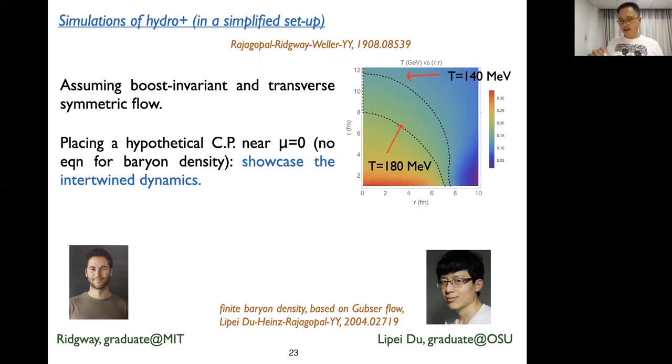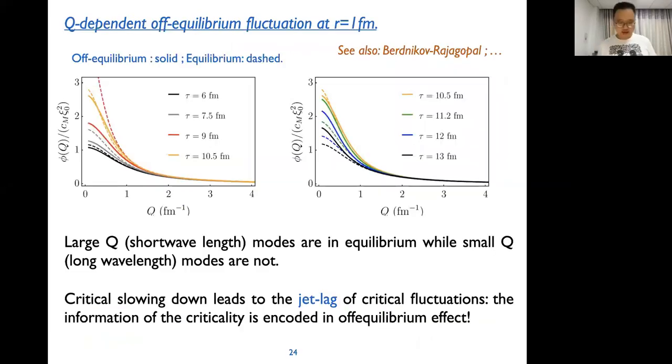So this is just the temperature profile in our simulations. This is the boundary for the temperature around 180, and this is for 140. Some growth of the correlations happens between these bands, and we will focus on these bands. In these figures, we pick some fixed radius, because our variables, the energy density and the phi modes, depend on the radius and also on the wave numbers.